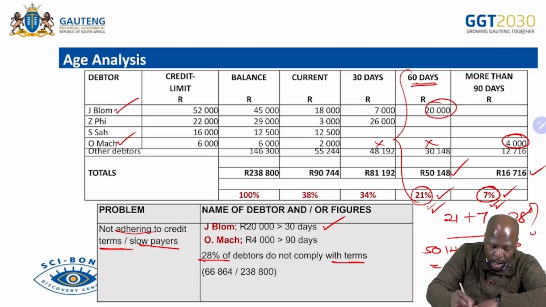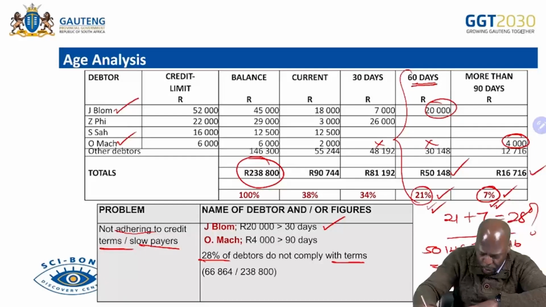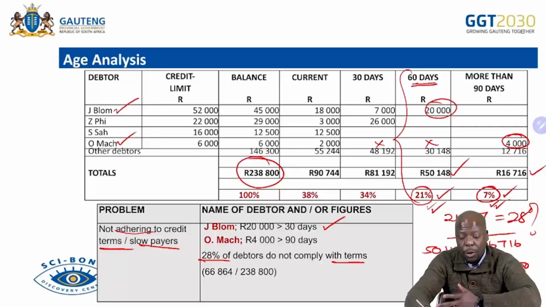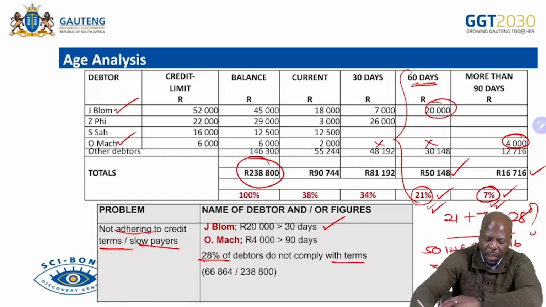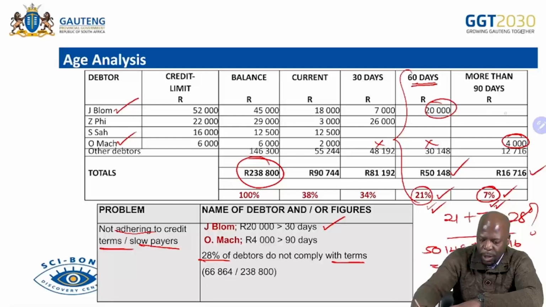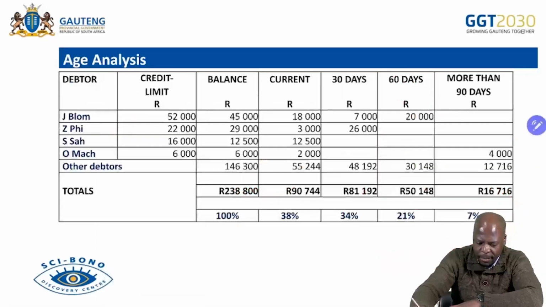And then you divide it by your total balance, which is 238,800. You multiply this by 100 over 1, and then you still get your 28%. So 28% of the debtors are not complying with the credit terms. This should be a concern to the business, especially debtors like All March, who are slow payers. It should be a serious concern. Let's look at other problems as well.